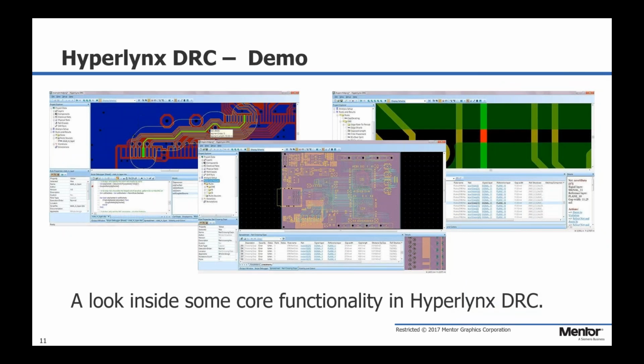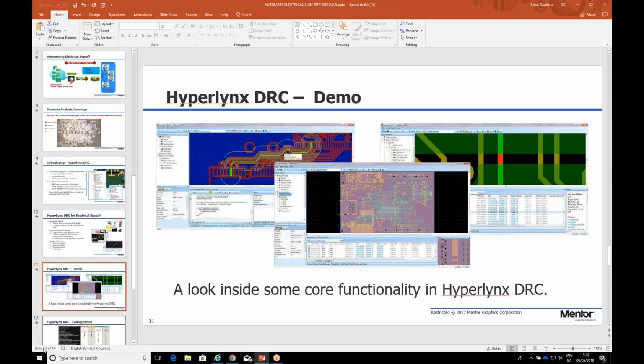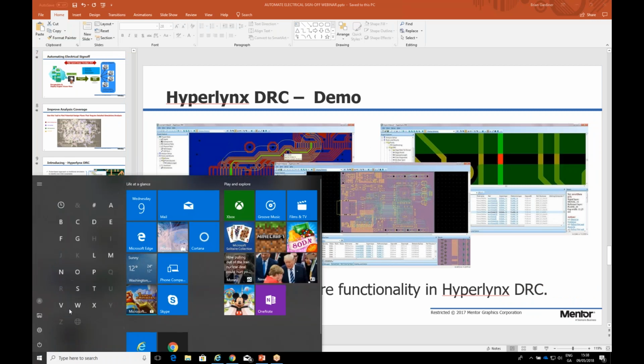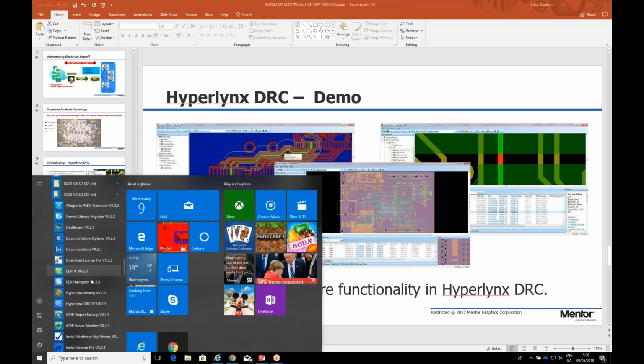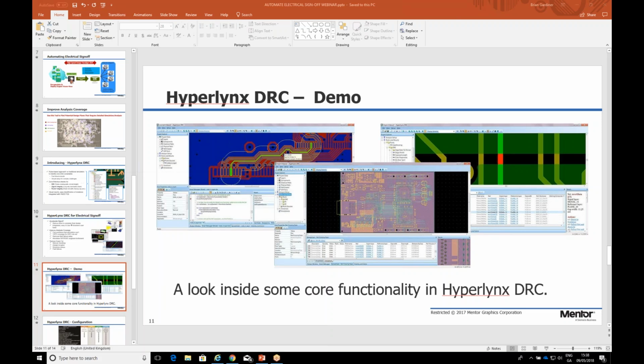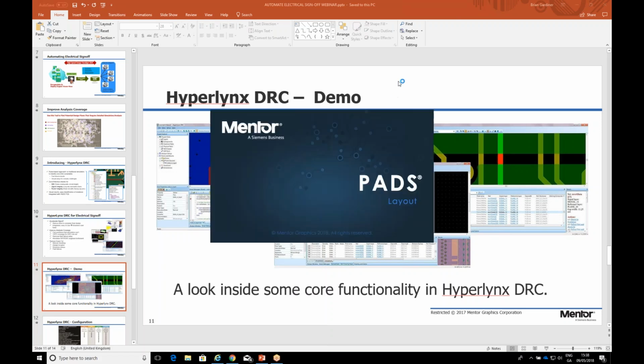So that's just a very quick overview of the tool itself. What we're going to do now is just go into a demo, and then we'll come back to the slide deck and give you some of the information on the configurations for this. So I'm just going to launch PADS PCB design software in this instance. I'm just going to pick a demo design, and bring it into Hyperlinks DRC and run some checking on it, and really show you how quickly and how easy it is to do this.